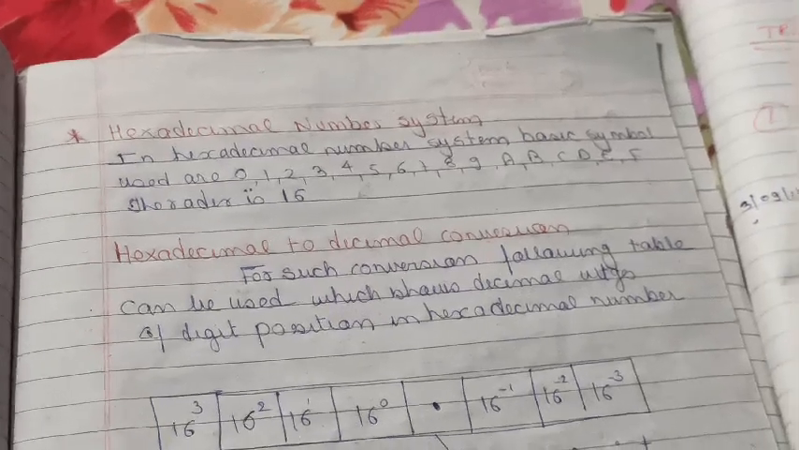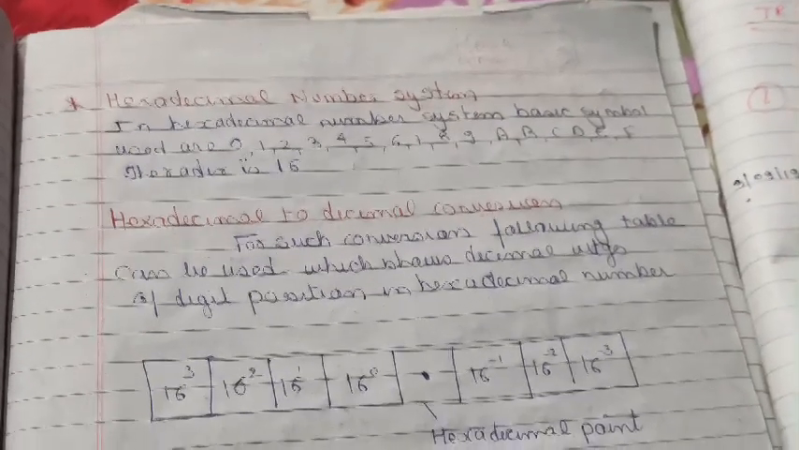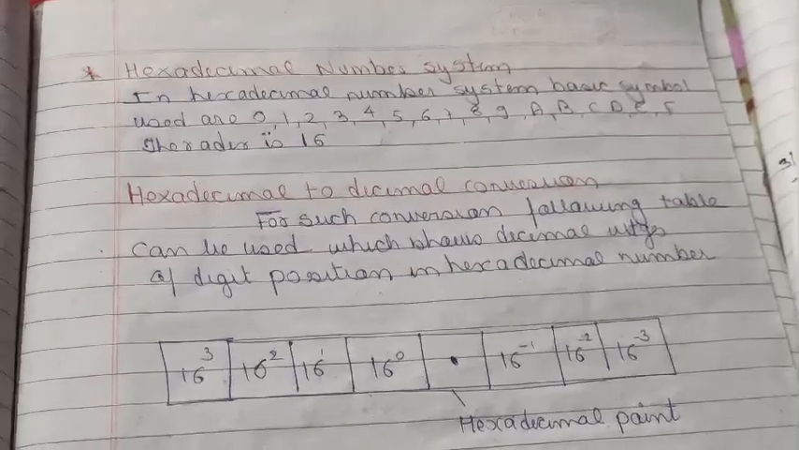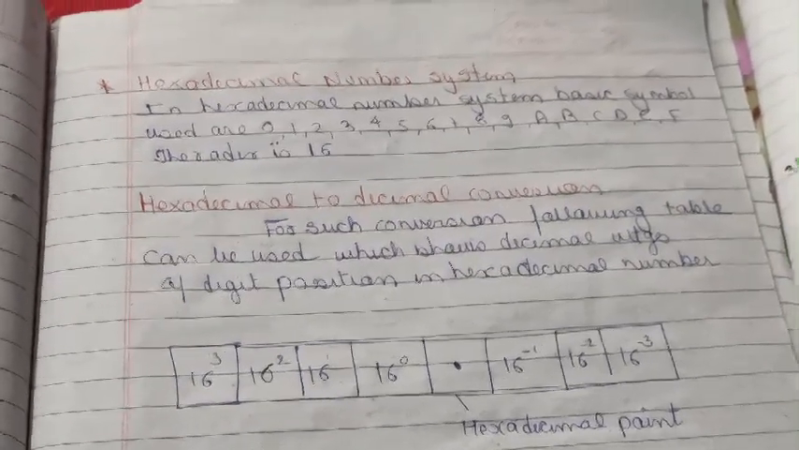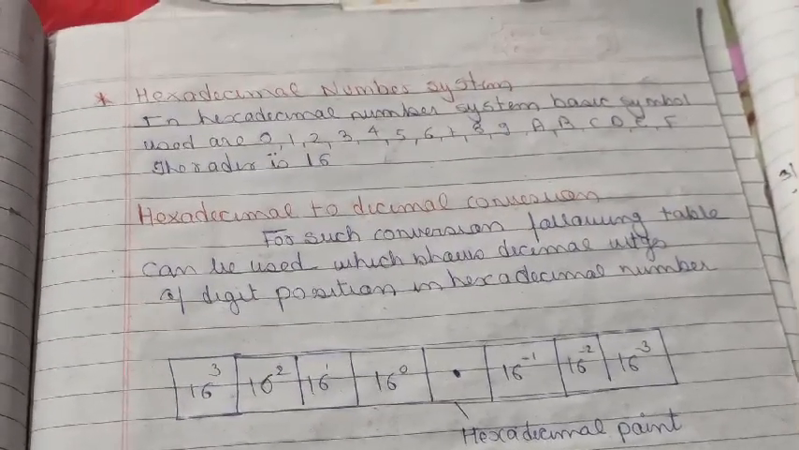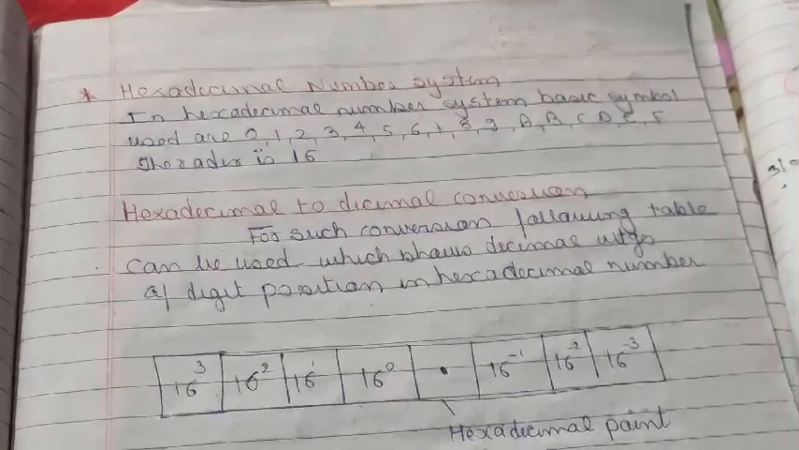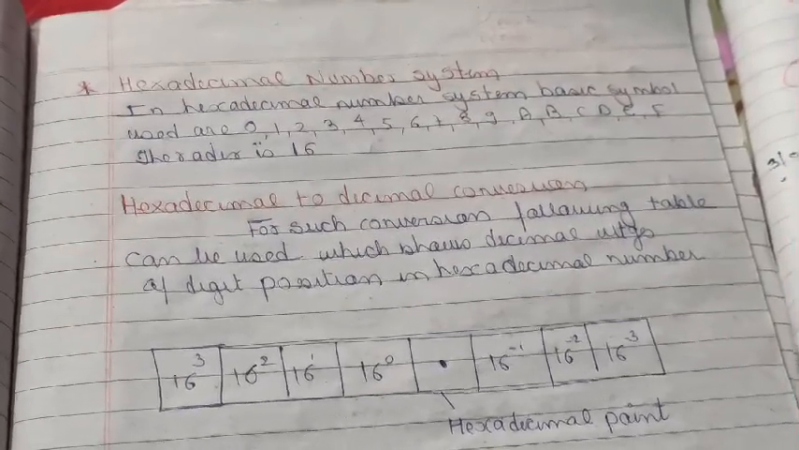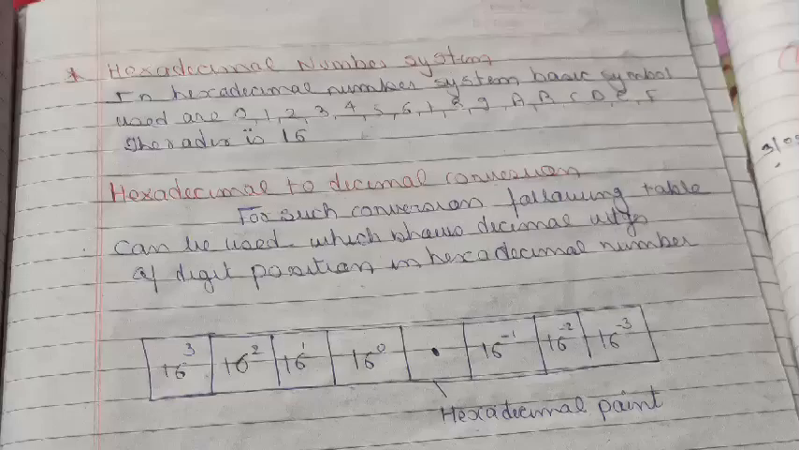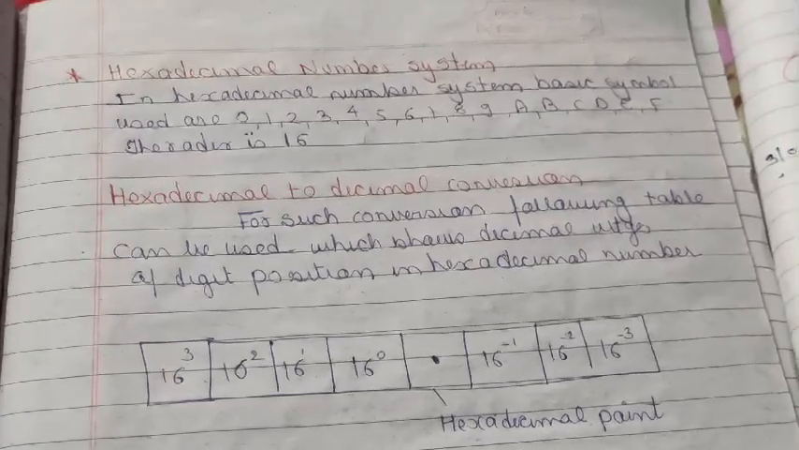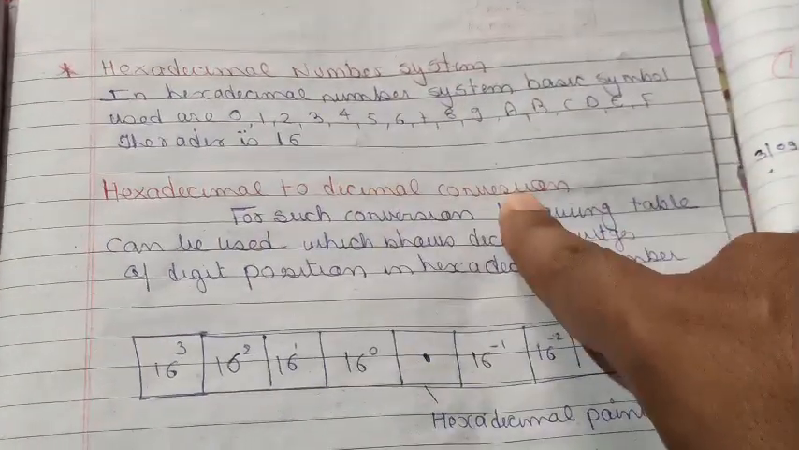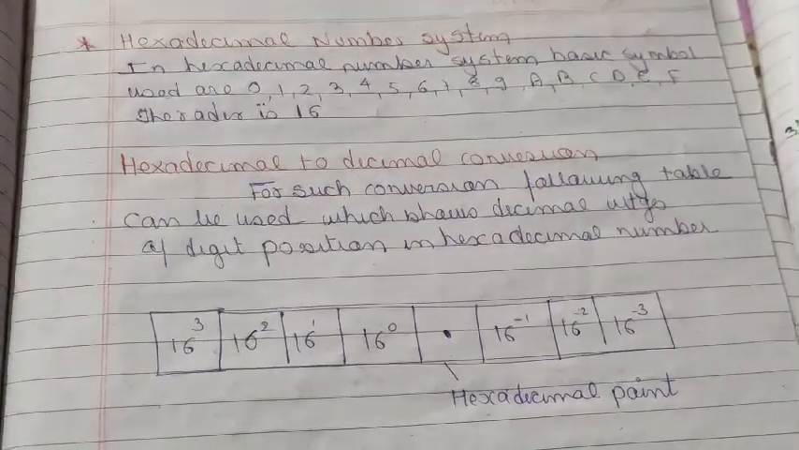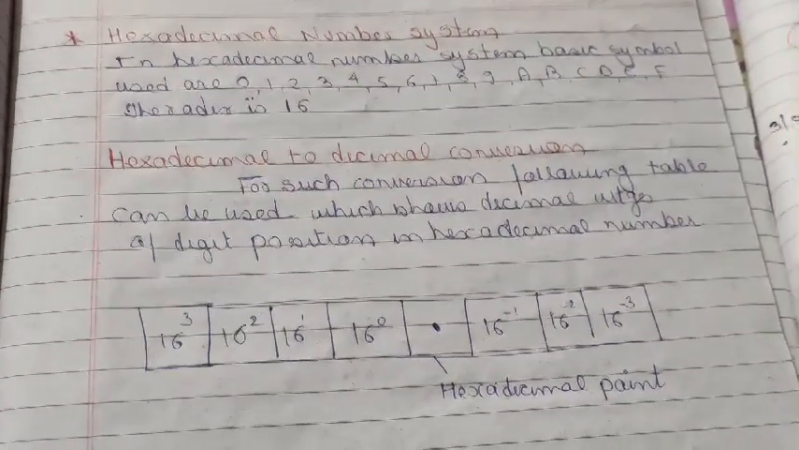Good morning, friends. During the last lecture, we studied two important types of conversion: binary to decimal conversion, and second was decimal to binary conversion. Today we will be studying two more important types of conversion. The first one is hexadecimal to decimal conversion, and the second one is decimal to hexadecimal conversion.